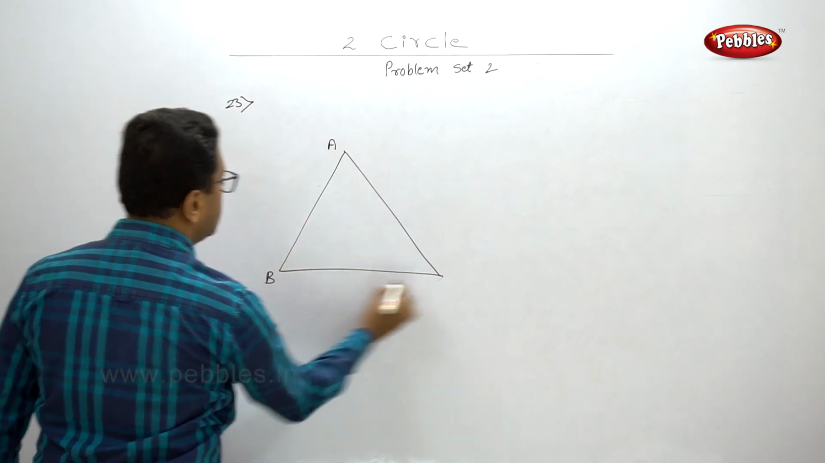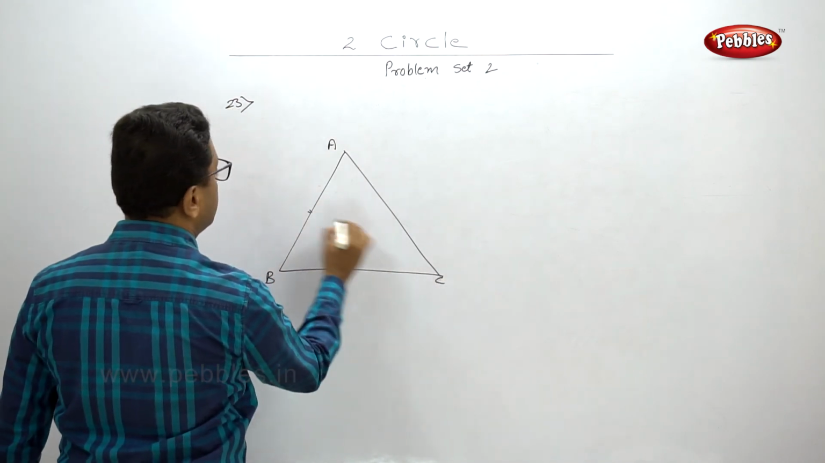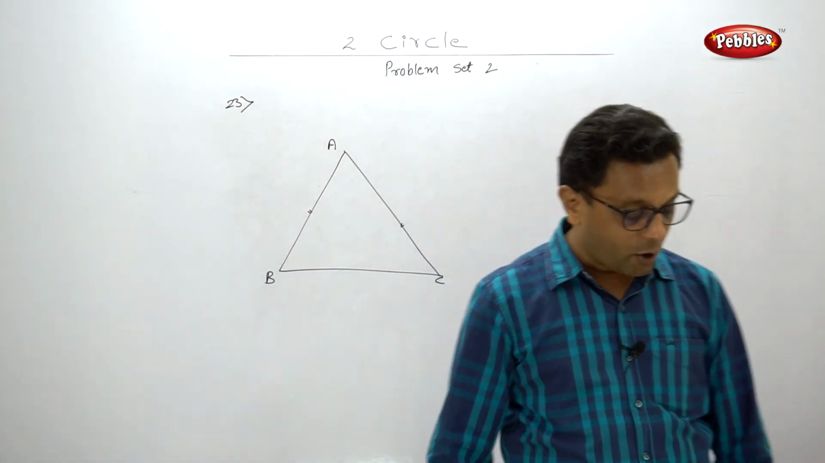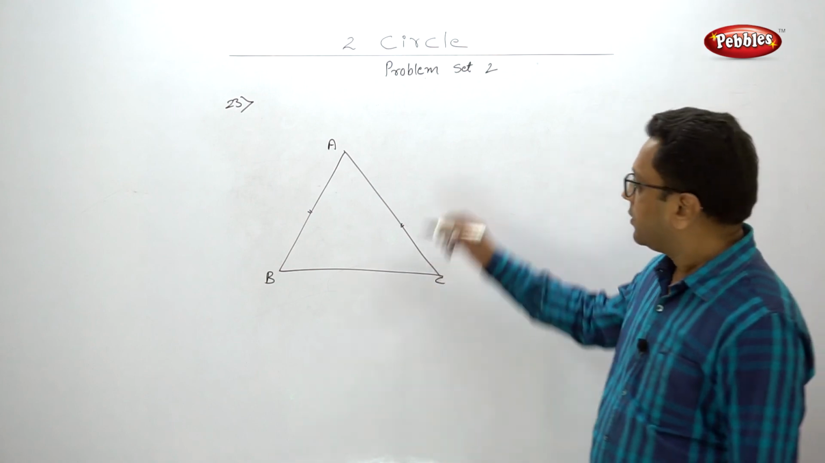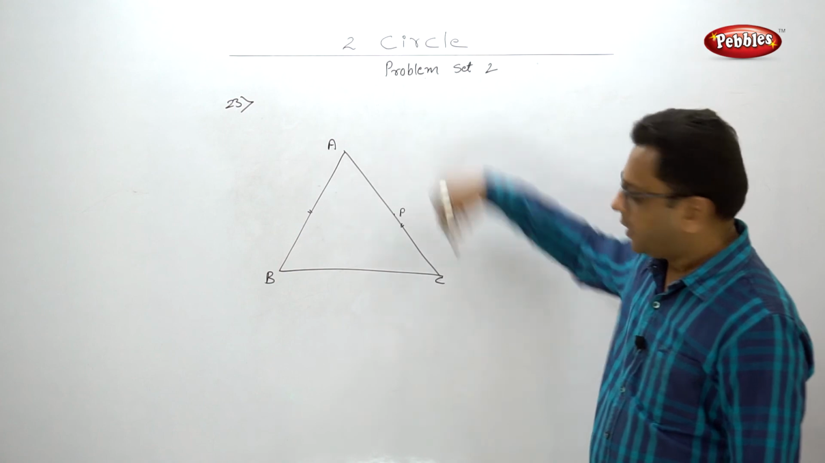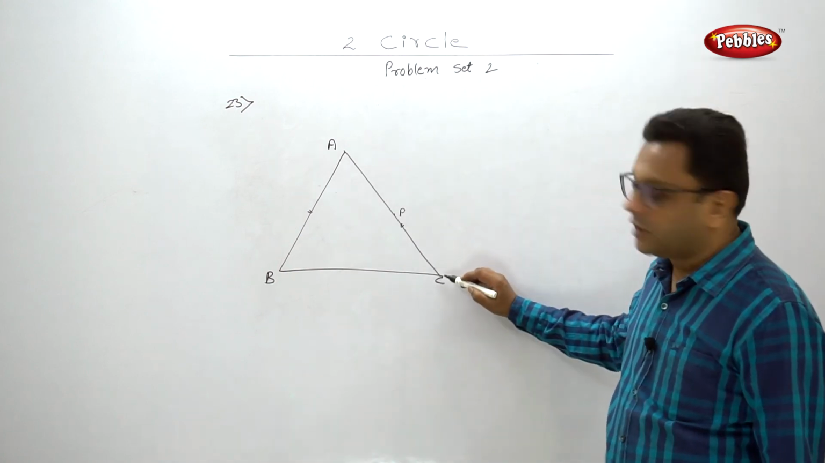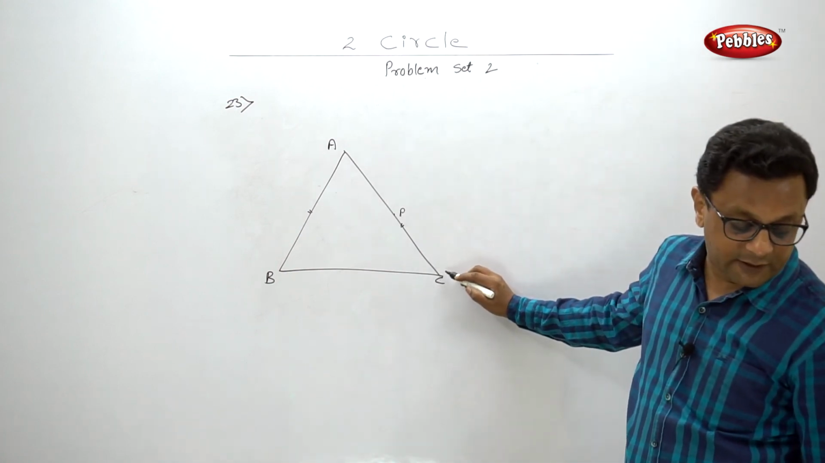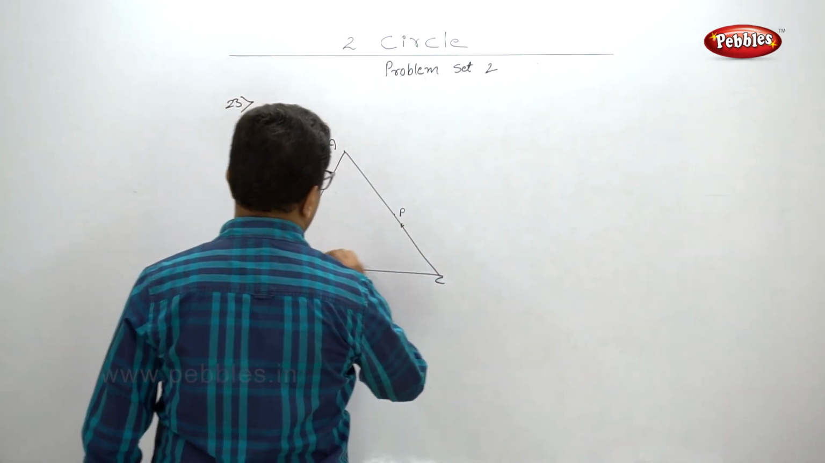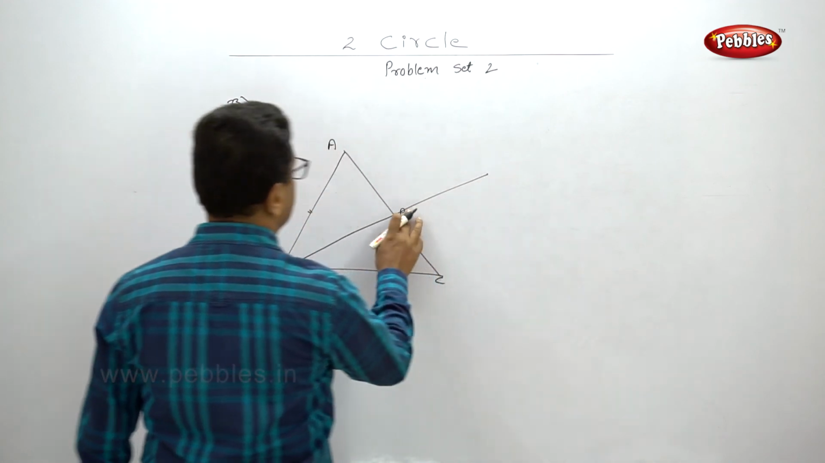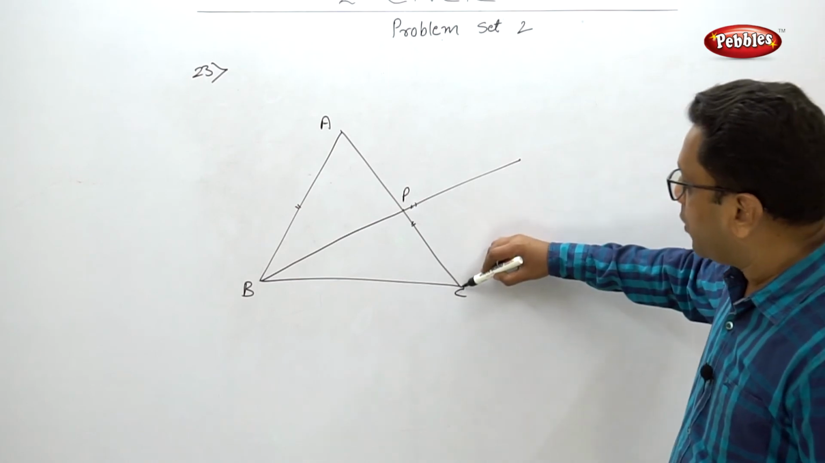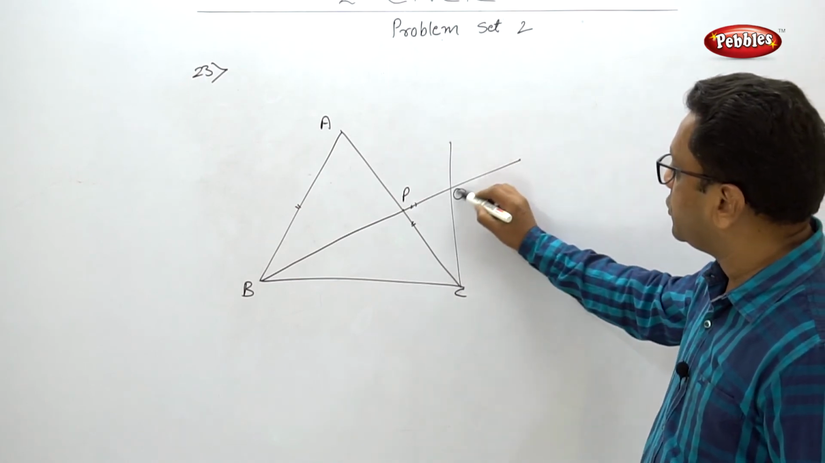Triangle ABC, where AB and AC are congruent. Then they say that P is any point on side AC. Let us consider P is some point on AC. Through the point C, a line is drawn to intersect BP produced. This BP line is extended here. This is our point P. So here we have produced one line, and this is our point Q.